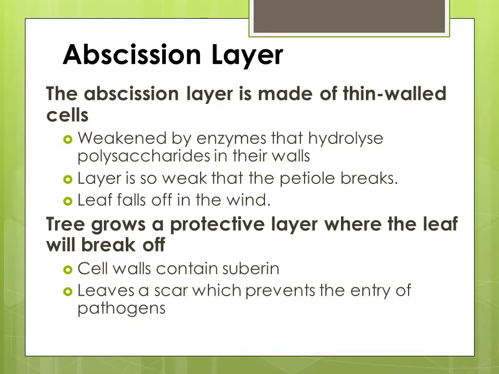The abscission layer is then made up of these much thinner walled cells, and that's caused because enzymes have actually broken down a lot of the walls of these cells in this area, so they're now much thinner than they were, and this means that the leaf is now very vulnerable to being broken off. So a little bit of wind or a bit of disturbance and the leaves will start to fall.